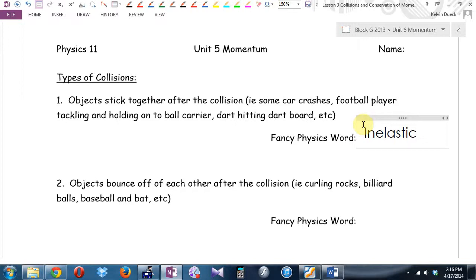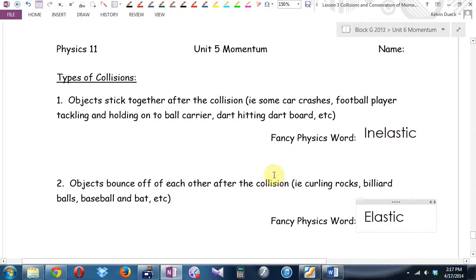The second type of collision is where the objects bounce off of each other after the collision. Curling, billiards, baseball hitting a baseball bat, body check in hockey, some other car crashes where the objects don't stick together. The fancy word for that one is elastic. We have elastic and inelastic, and here's how I remember this.